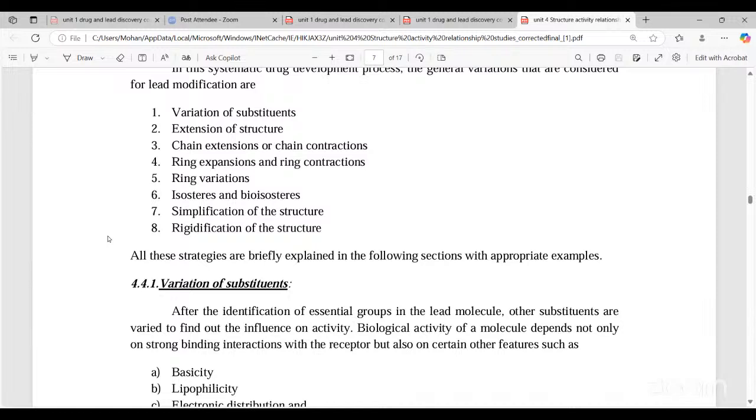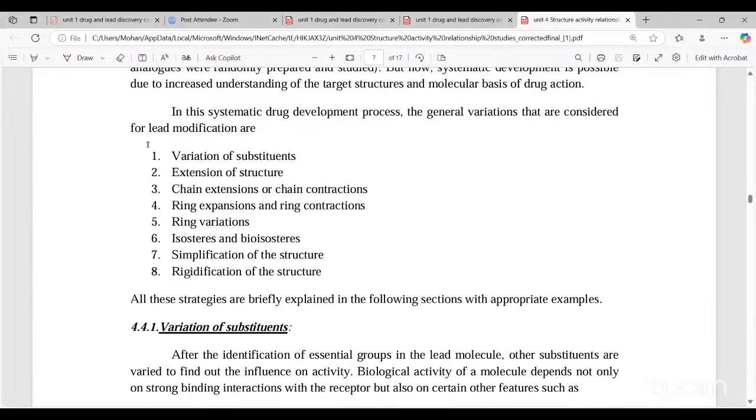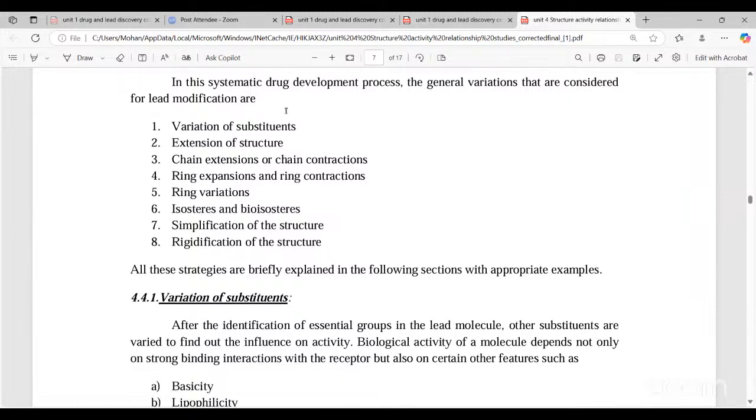One is variation of the substituent. Variation of substituent means changing the substituent here. If methyl is there, you can change it with ethyl or something else. If a five-member ring is there, you can expand it to a six-member ring. Or like ethyl is there, you use different groups like propyl, isopropyl, like that.